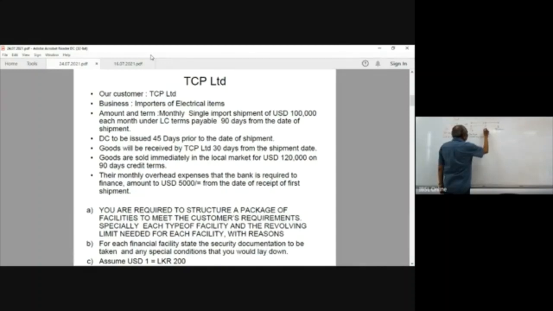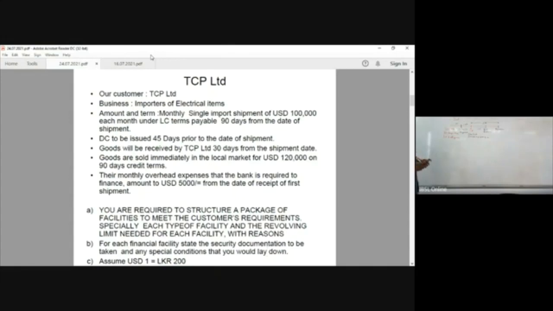Bill payment. Bill payment. This is the 2 months. Bill payment. Okay. They will get the money only after the third month. Right?